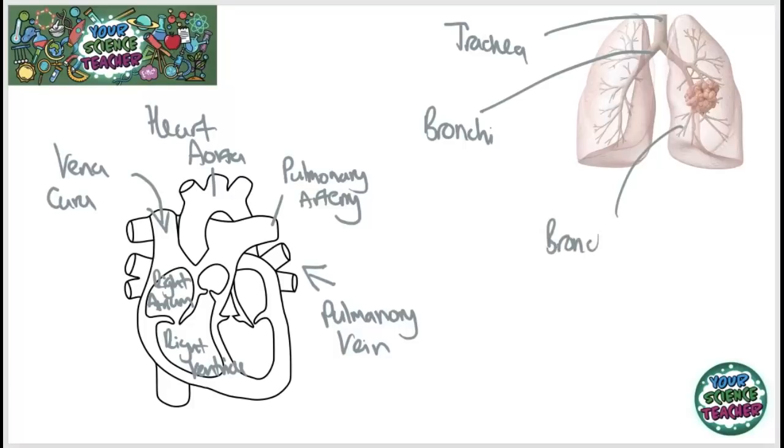And at the end of our bronchioles, we have tiny air sacs known as alveoli, and this is where our gas exchange takes place. And your lungs will have millions and millions of alveoli to maximize your gas exchange. And this whole process of getting your blood around the body and getting it oxygenated is called the circulatory system.